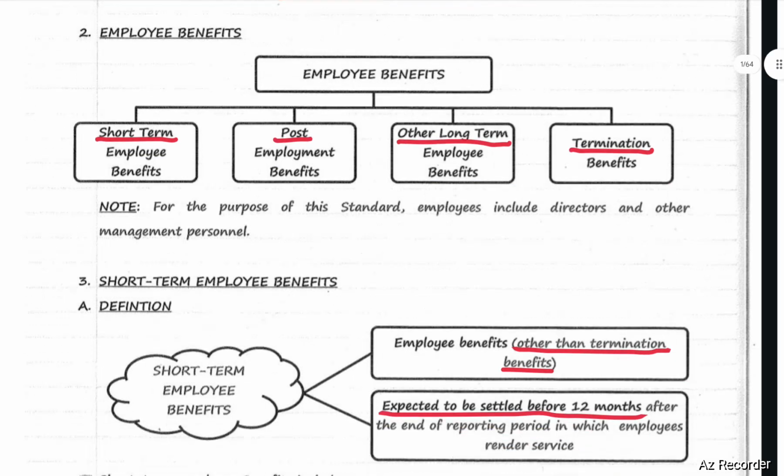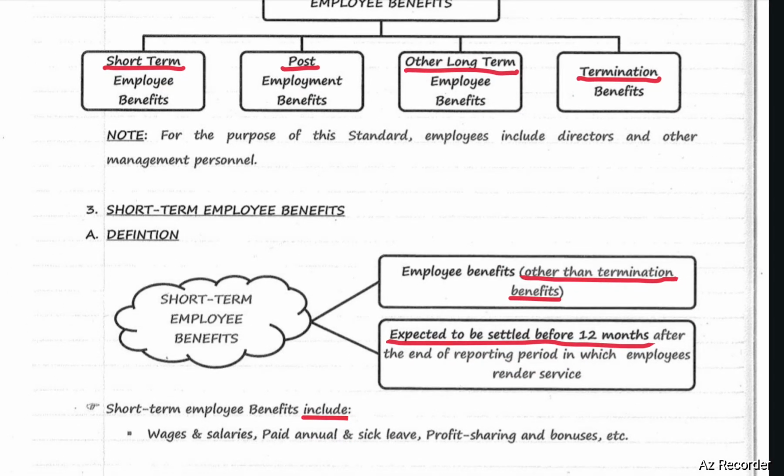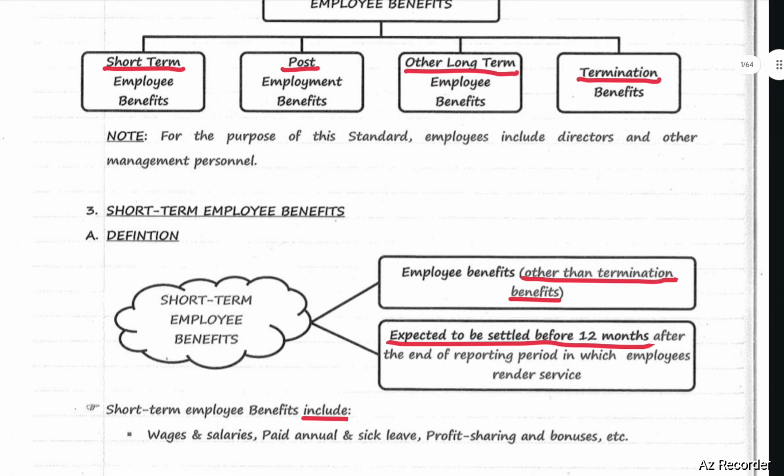First one, short-term employee benefits. What do you mean by short-term employee benefits? Short-term employee benefits means employee benefits other than retirement benefits, which are expected to be settled before 12 months after the end of the reporting period in which the employee renders service. Short-term employee benefits includes wages and salaries, paid annual and sick leave, profit sharing and bonuses.